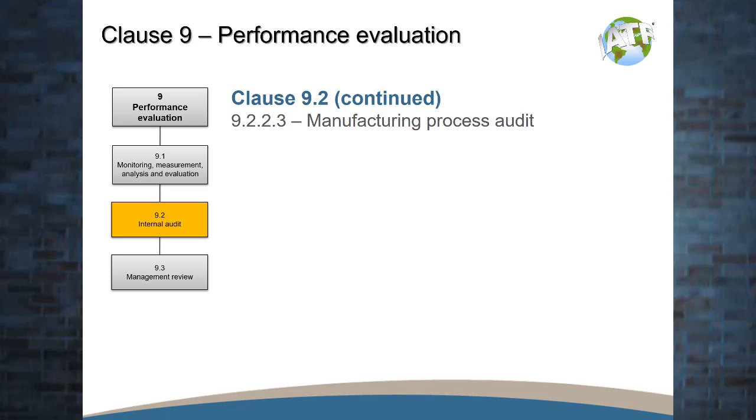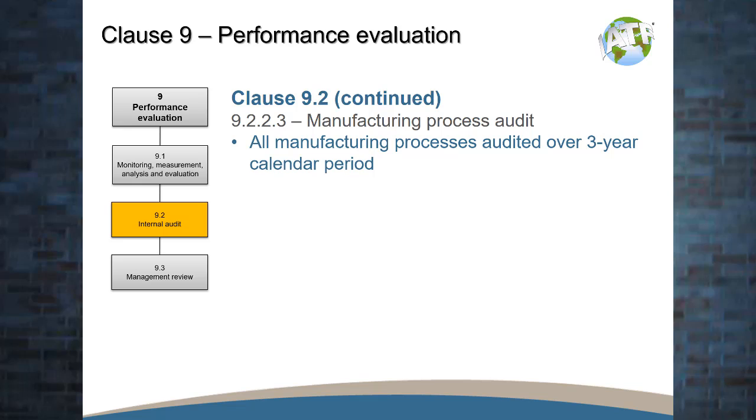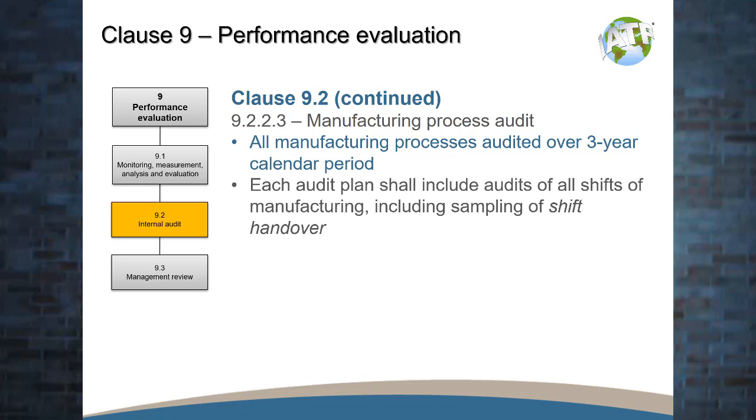Requirements in 9.2.2.3, manufacturing process audit. So all manufacturing processes, similar to all QMS processes, need to be audited over a 3-year calendar period. Each audit plan shall include audits of all shifts of manufacturing, including sampling of shift handover. So that means there needs to be some attention applied to the process of transitioning from one shift to the next and making sure that the handoff there is adequate and you don't have any risk associated with that handoff.